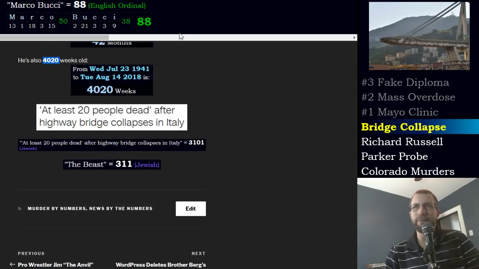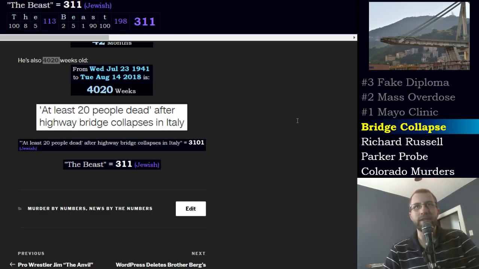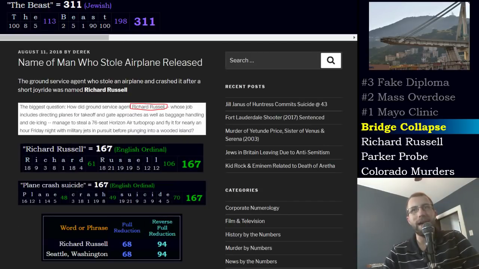Pretty crazy stuff. And just to cement this connection to 666 in the beast riddle, in Jewish gematria, the beast equals 311. And look at the gematria of this headline, 3,101, just like 311. Man alive. I hope your minds are blown by this one, because this is just a massive, massive disaster ritual there in Italy.